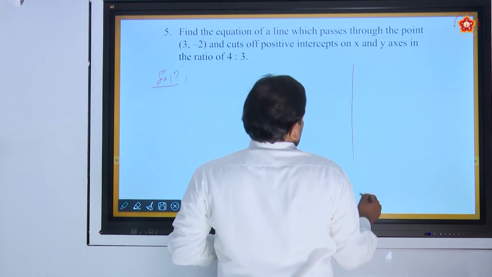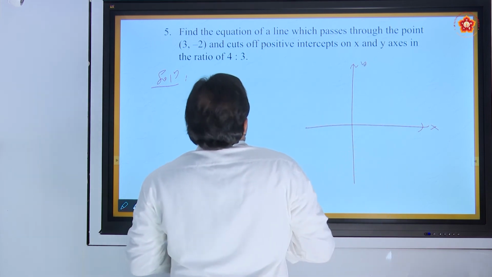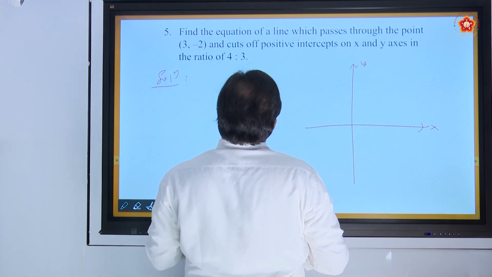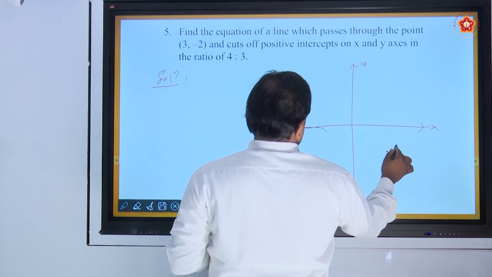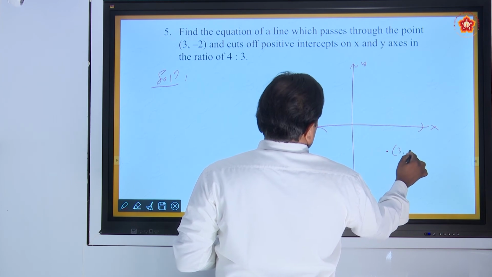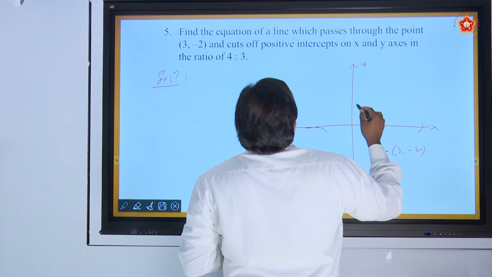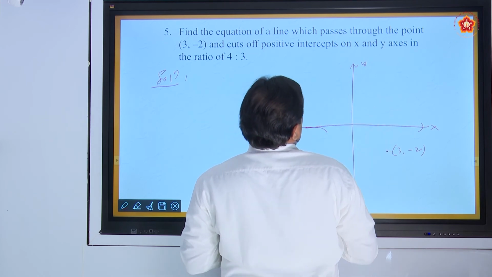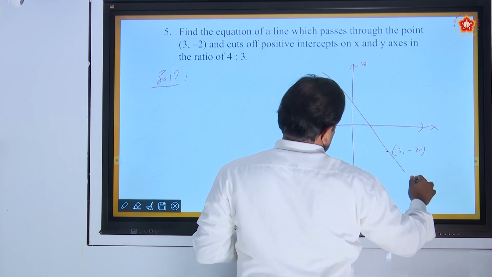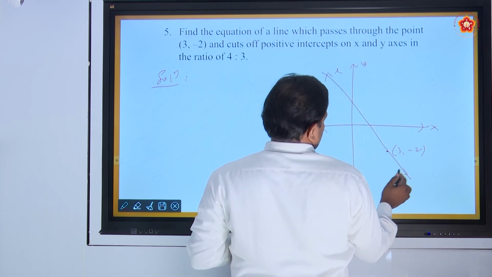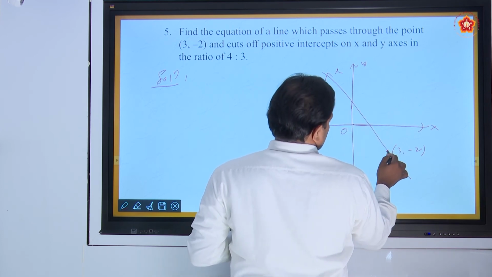So observe here, what is the question? Find the equation of the line which passes through the point 3 comma minus 2, where x is positive and y is negative, and cuts off positive intercepts on the x and y axes. Both are positive intercepts, so you can draw only this line. O is the origin, this is a positive intercept, this is a positive intercept, and the line passes through 3, minus 2.